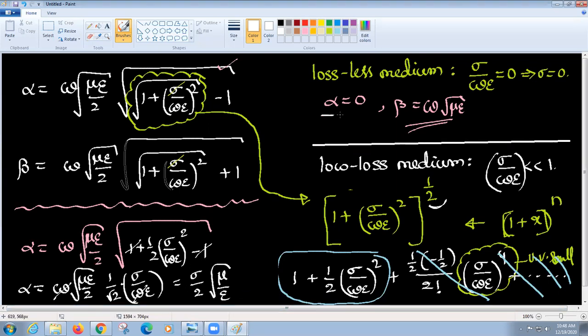In a lossless medium, alpha equals 0, and beta equals this. If you go to a low loss medium, alpha is not really 0. Alpha is sigma by 2 multiplied by eta, the intrinsic impedance of that medium, because in a low loss medium eta is again this. So alpha is equal to sigma by 2 multiplied by eta, which is the square root of mu by epsilon.